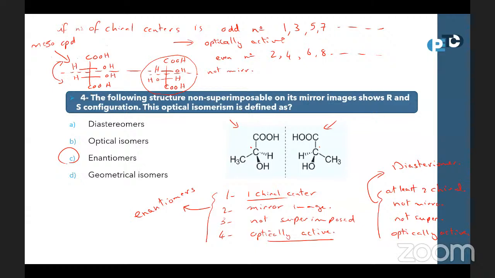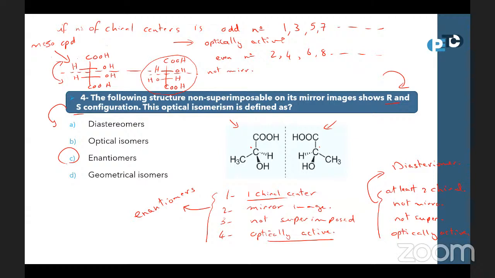What is the meaning of R and S? R means rotating clockwise, and S means anti-clockwise. What is the meaning of this rotation, or why do we put this configuration R and S? R and S represent the arrangement of the functional groups around the chiral center. R and S mean the arrangement of the functional groups which surround the chiral centers.